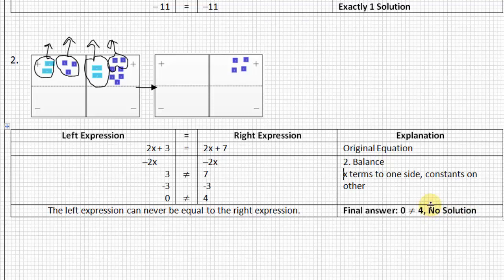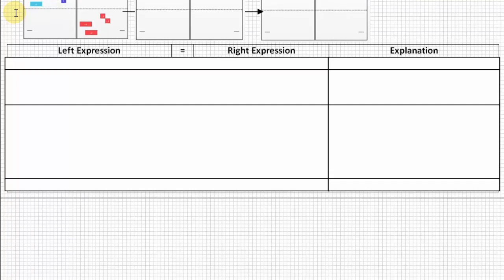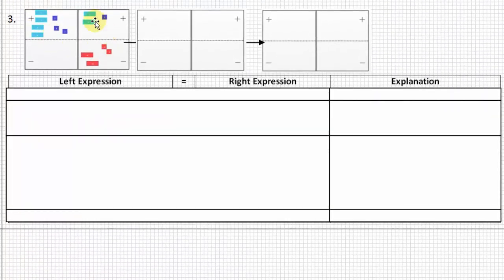Let's take a look at one final problem. So here we have our expression mats. We're going to follow the same process. So looking at what we have on our mat for both the left and the right, we're going to write our equations, and I would look for 4x plus 3 on the left. On the right we have 2x plus 1 minus the quantity negative 2x minus 2.